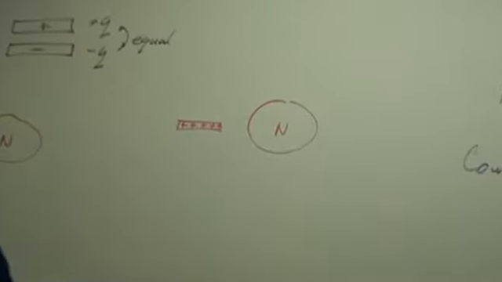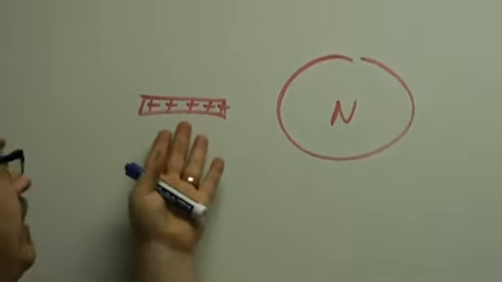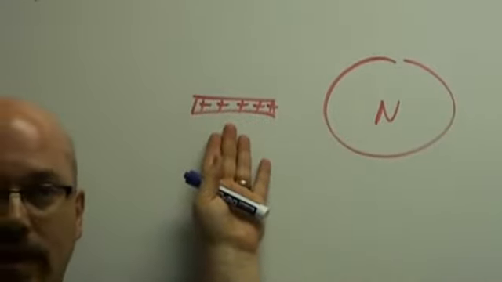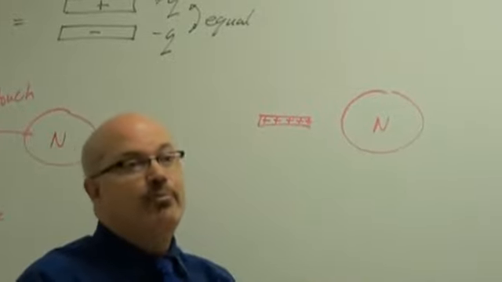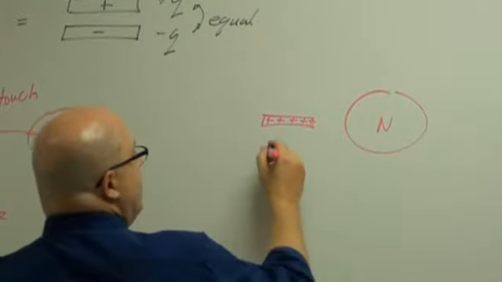Okay, here we go. You ready? Step number one. You have a charged object that you bring close to a neutral object. Bring close, but do not touch. That's step number one.